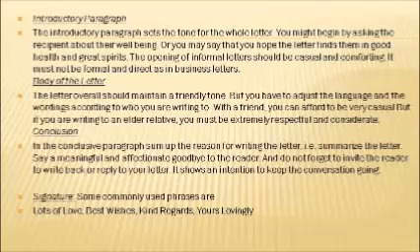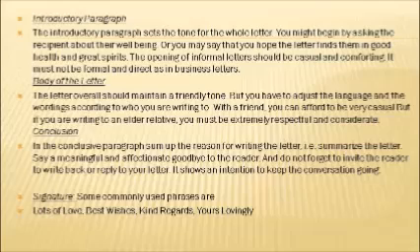Conclusion is the conclusive paragraph. Sum up the reasons for writing the letter, that is, summarizing the letter. Say a meaningful and affectionate goodbye to the reader, and do not forget to invite the reader to write back or reply to your letter. It shows an intention to keep the conversation going.